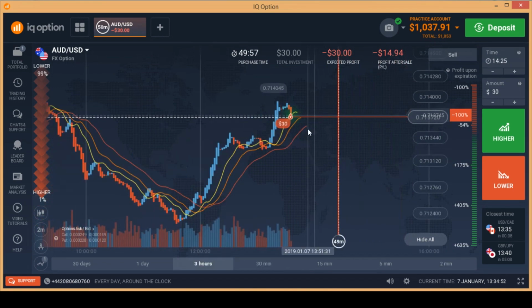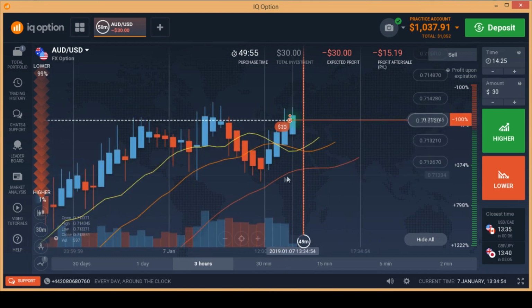But there was too much resistance. There's too much resistance throughout the whole trade. Let's zoom out again to show you. Look, there was too much resistance.